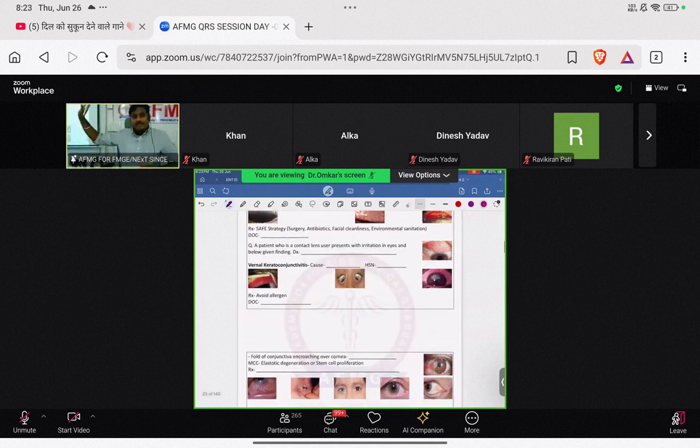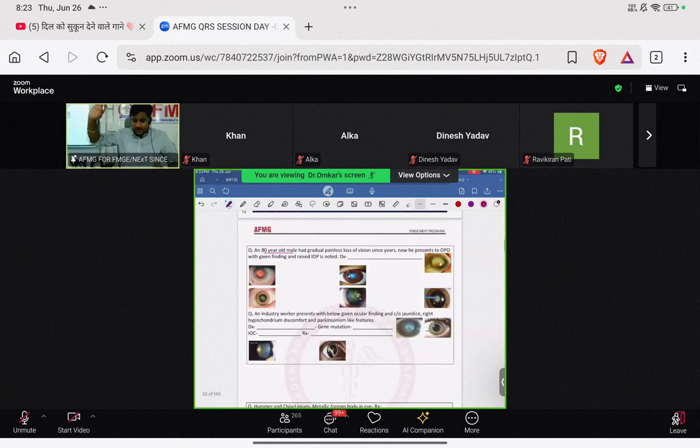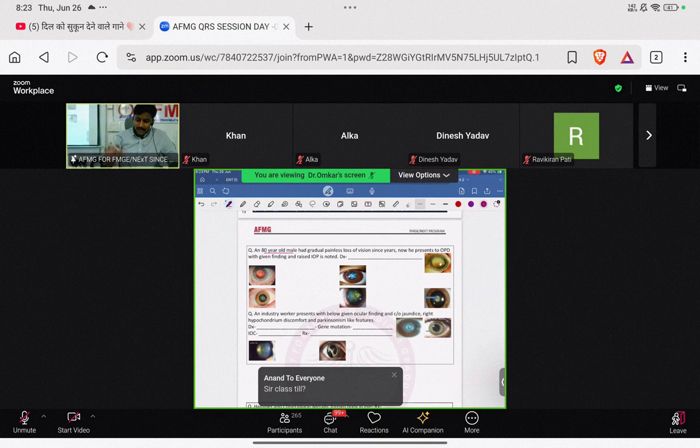बस conjunctiva खत्म कर रहा हूँ, ज्यादा नहीं, जल्दी जल्दी हो जाएगा. ज्यादा नहीं है, conjunctiva खत्म करना है बस, जल्दी.